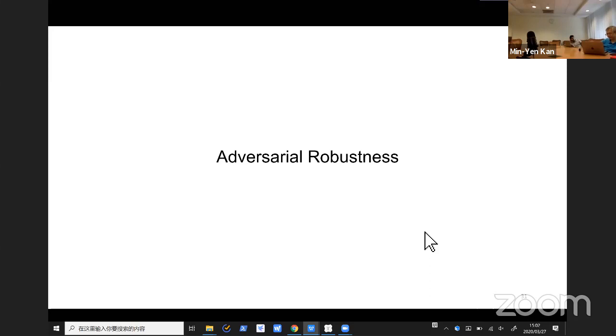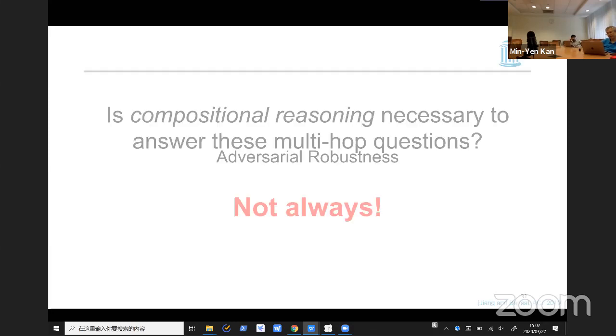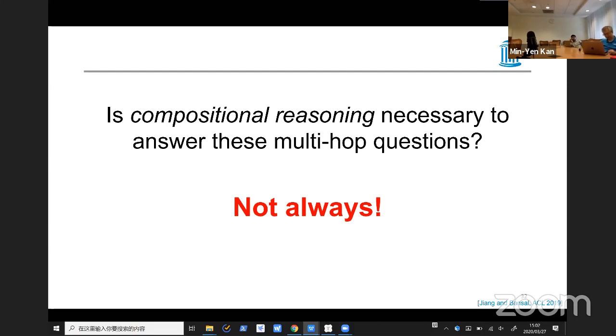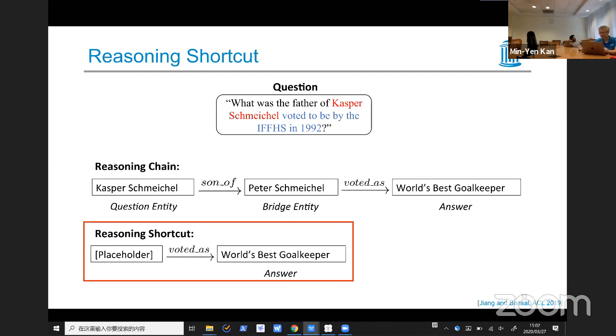Okay, then the next one is also related to this. This is about the robustness of multi-hop reasoning. You may have a question because the neural network is just a black box. So even if it can do this kind of multi-hop reasoning quite well, you cannot be 100% sure that it is doing it the way that you want it to. For example, in this example, you may assume that the model will first find the son of this guy, Peter Schumacher, and then find that he is voted the world's best goalkeeper. This is a reasoning chain of a human, and you expect the model to also do this kind of thing. But actually, because it is a black box, you cannot be sure whether the model actually did what you want.